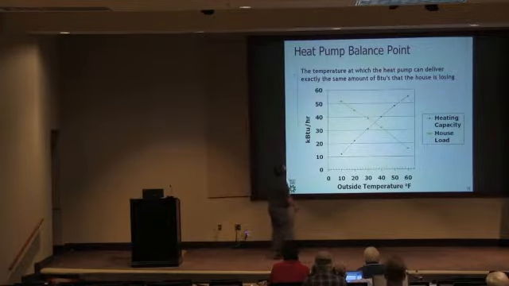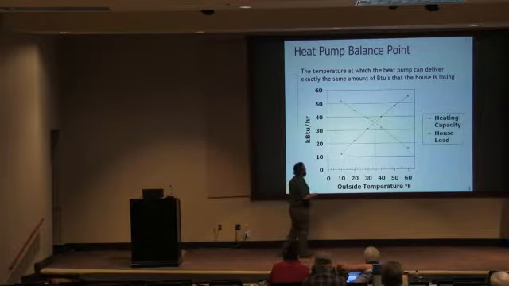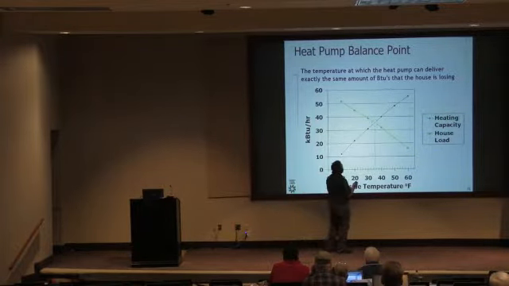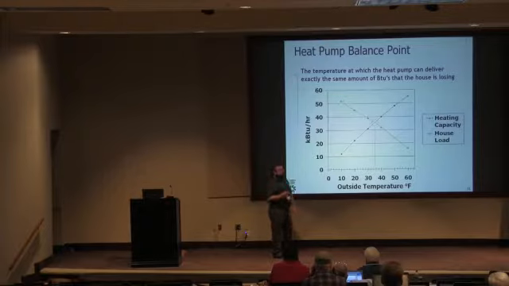So we're looking at basically BTUs an hour here, we're looking at temperature here, we're looking at the heating capacity of the equipment, we're looking at the load on the house, and we have this magic thing called balance point, which is where the demand for heating starts to outstrip the ability of the heat pump to meet the load.